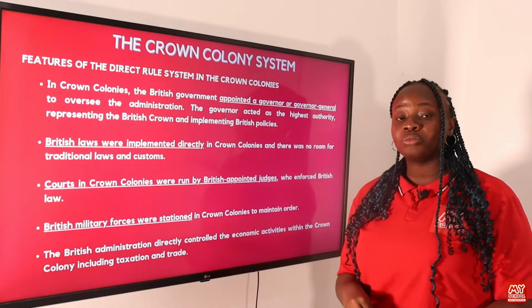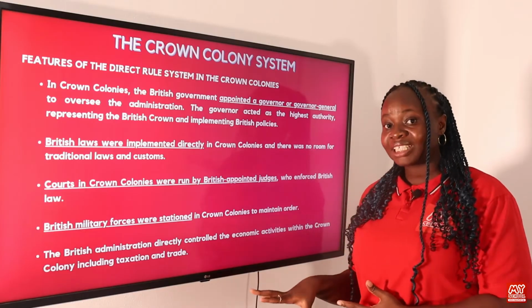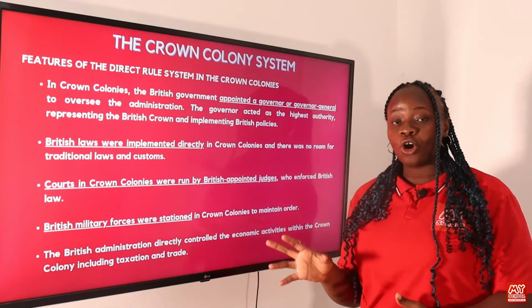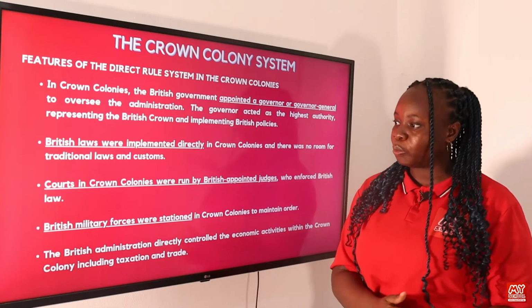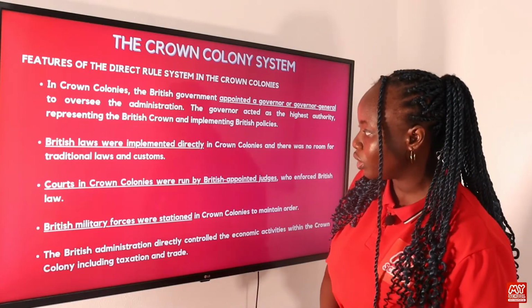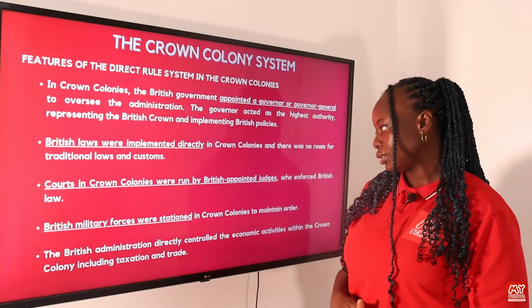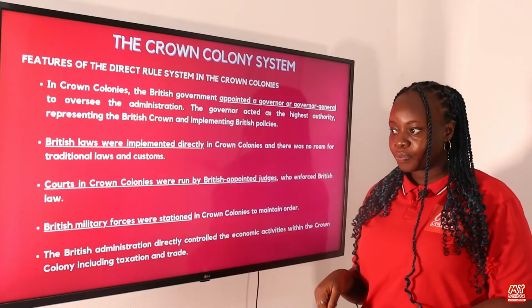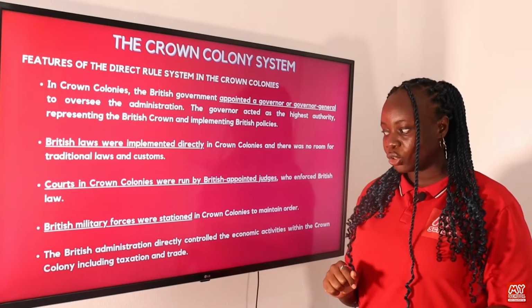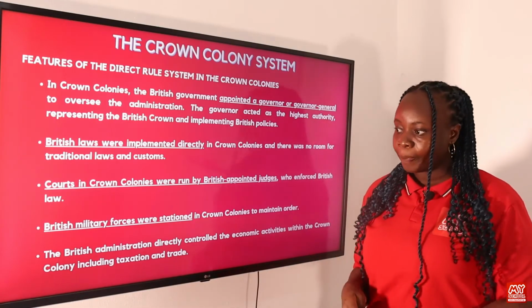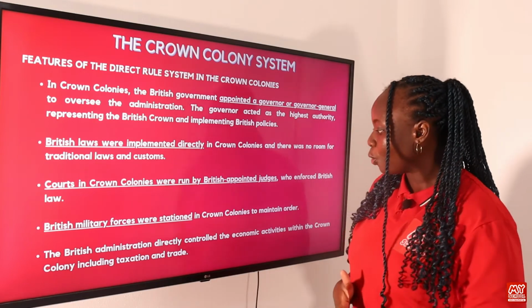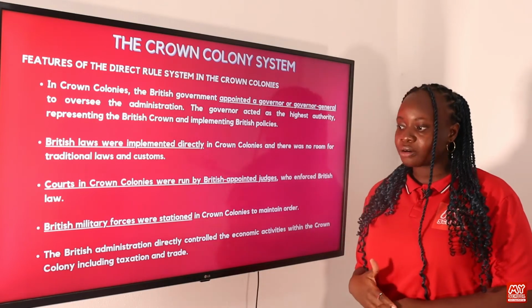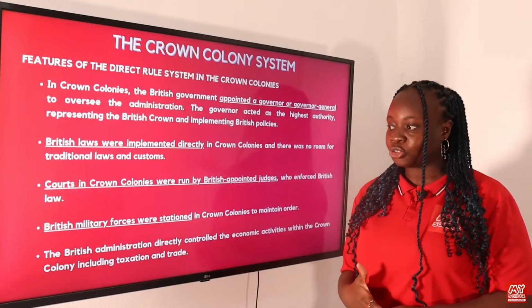The laws and customs of the Lagos people were set aside and people were governed using the laws of the British people. So courts in Crown Colonies were run by British appointed judges who enforced British law. British military forces were stationed in Crown Colonies to maintain order, and the British administration directly controlled the economic activities within a Crown Colony, including taxation and trade.